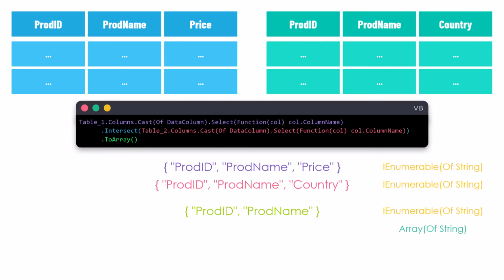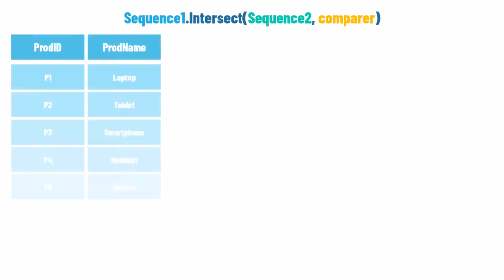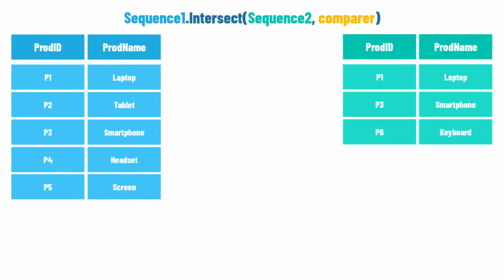Moving on to the second overload of Intersect, it's quite similar to the first but includes a comparer. There are situations where we need to be more discerning in how we compare elements, particularly with complex types. Let's consider data tables as an example. If we have two tables with identical structures and we want to find the exact same rows, we can't directly compare the rows without a specific comparer. That's when we utilize the second overload of the Intersect method.